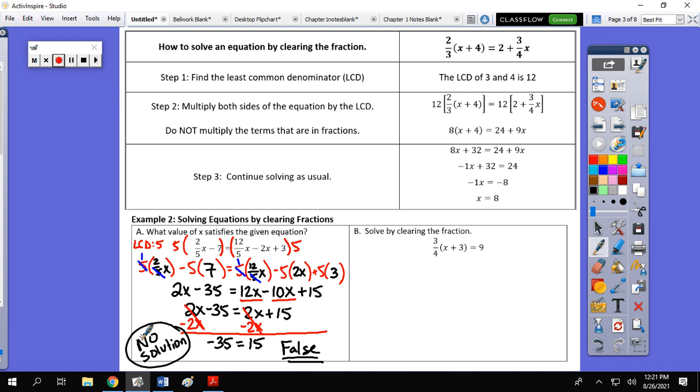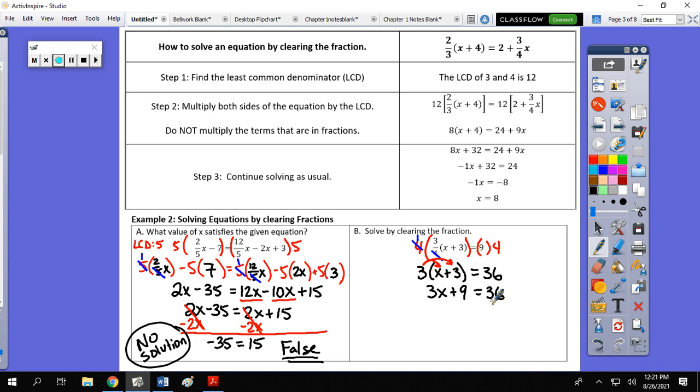On to B, says solve by clearing the fraction. Again, we look at the denominator of 4, and what we need to do is multiply both sides of this equation by 4. Now, because the parentheses x plus 3 is here, that's protected from this multiplication. We really only have one term on each side. So what happens is the 4 on the left cancels and leaves us with a 1. 1 times 3 is 3 times x plus 3 equals 9 times 4, which is 36.